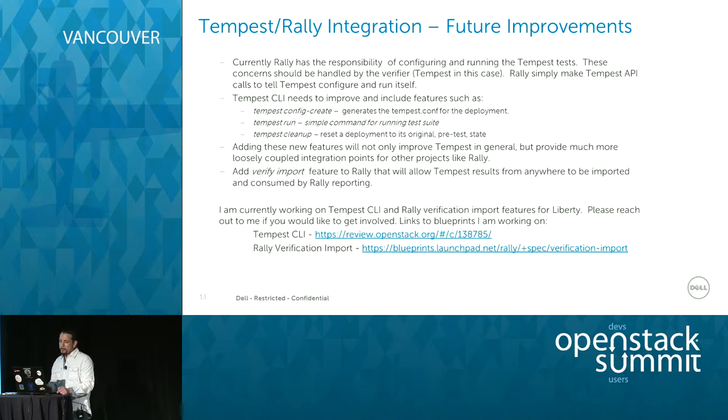So right now, some future stuff I would like to do around this is, currently Rally has the responsibility of configuring and running the Tempest tests. These concerns should actually be down at the Tempest level. So there should be a Tempest CLI that Rally just calls to do this. So the Tempest CLI should have things like Tempest config create, Tempest run with some arguments, and Tempest cleanup with some arguments. And Rally shouldn't have to worry about it. It should just be able to call these APIs. And it's not working right that way right now. Rally's actually doing that work.